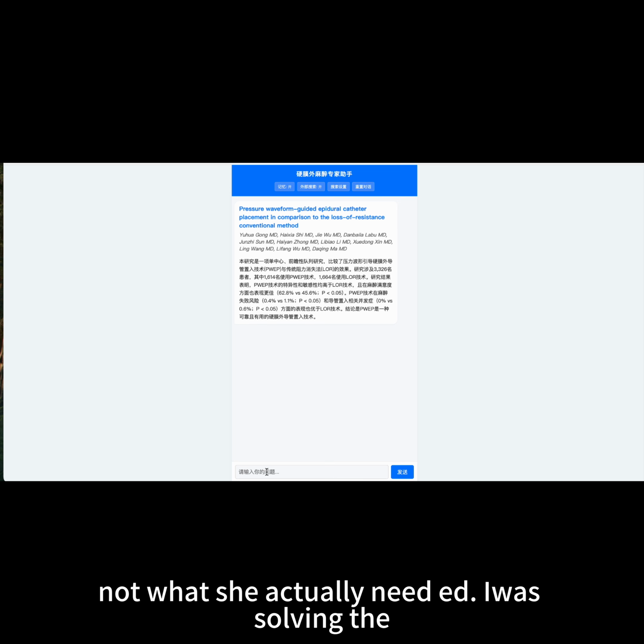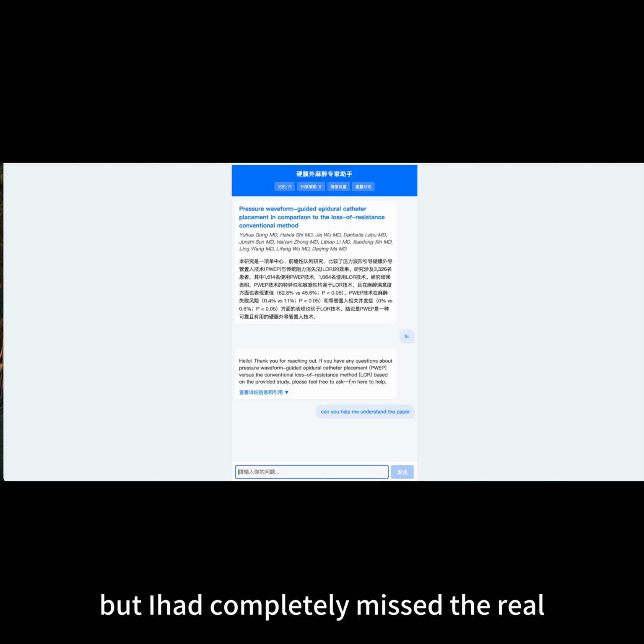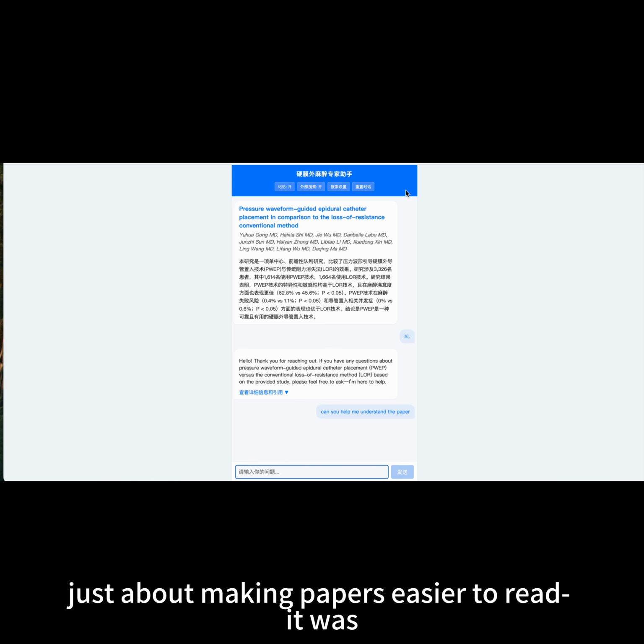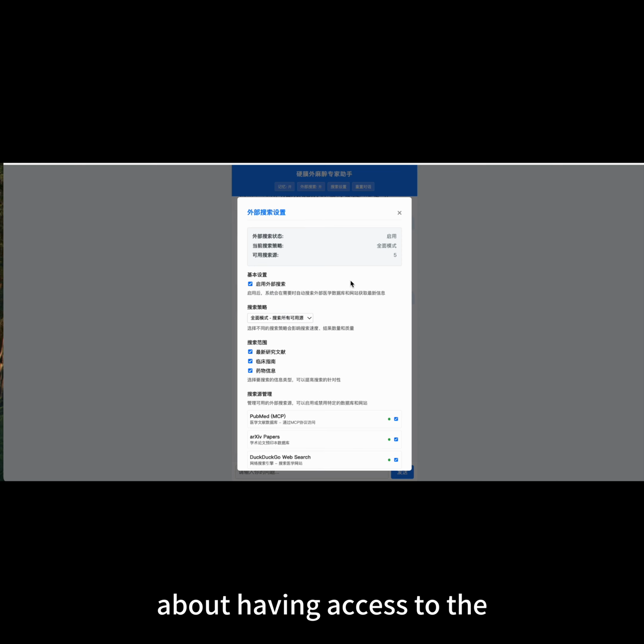These tools failed because I had built what I thought she needed, not what she actually needed. I was solving the problem from my perspective as a developer, not from her perspective as a researcher. I had focused on the technical challenge of text processing, but I had completely missed the real workflow challenges she faced every day. I had missed the mark entirely. The problem wasn't just about making papers easier to read. It was about connecting research to the broader scientific conversation, about understanding context, about having access to the latest developments in her field.